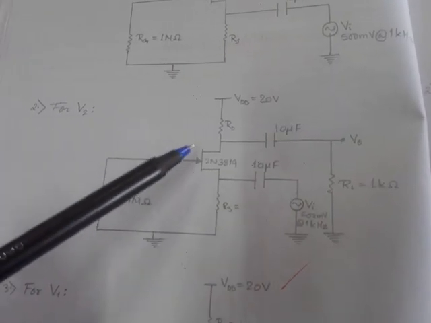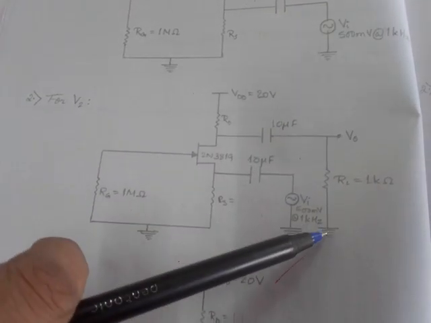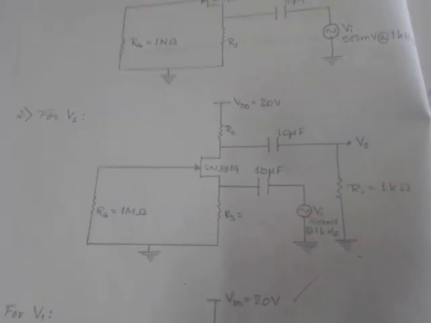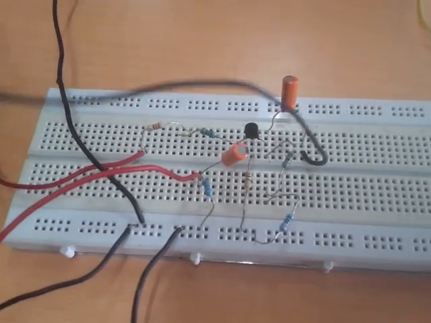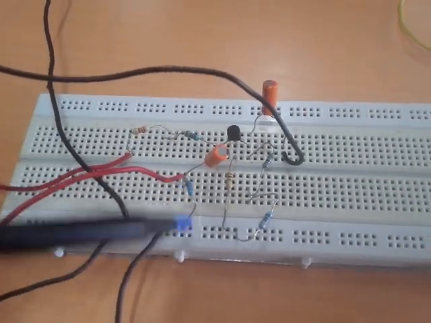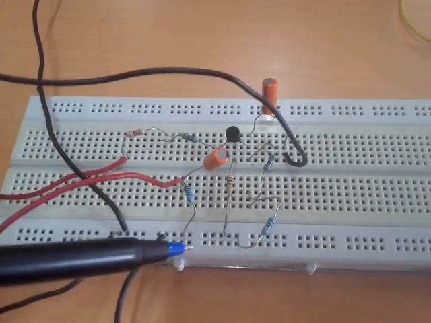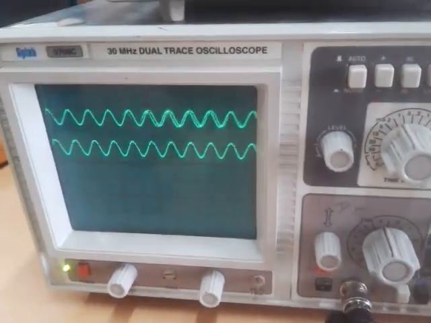Now to measure output impedance, we are connecting RL of value 1K at the output. So here we have removed the previous 100 ohm resistor and now we have inserted RL of 1K between the output terminal and ground. The corresponding output waveform is here.